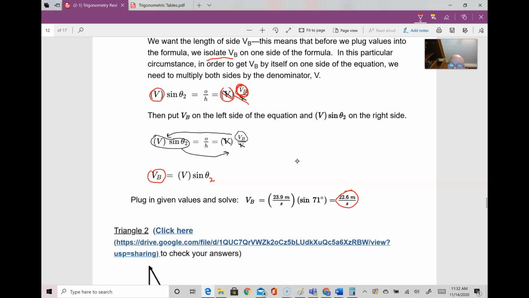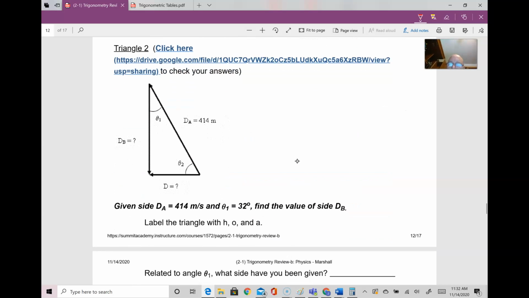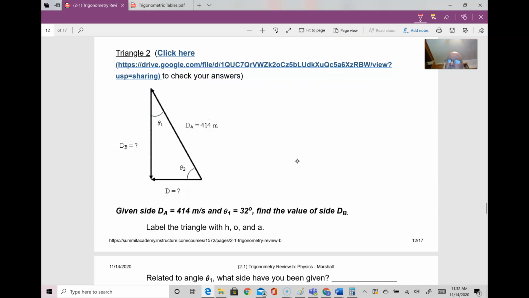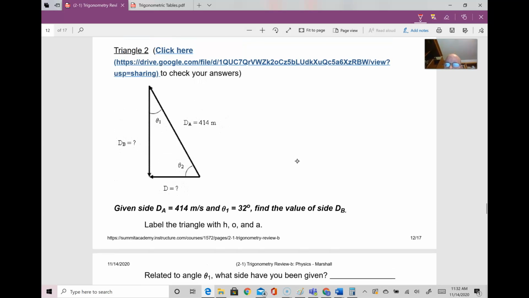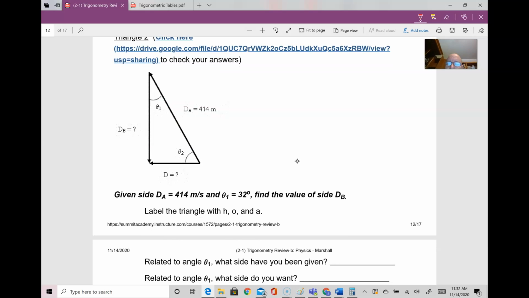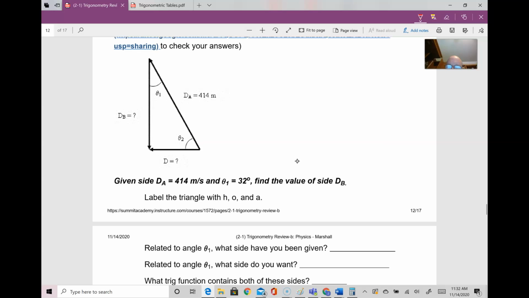So that's how we're going to do that. Now, I have given you some additional problems with a little bit less guidance. And then the final one is going to be the one that you do by yourself. But I've also given you the ability to check your answers here. So let's walk through the second one.